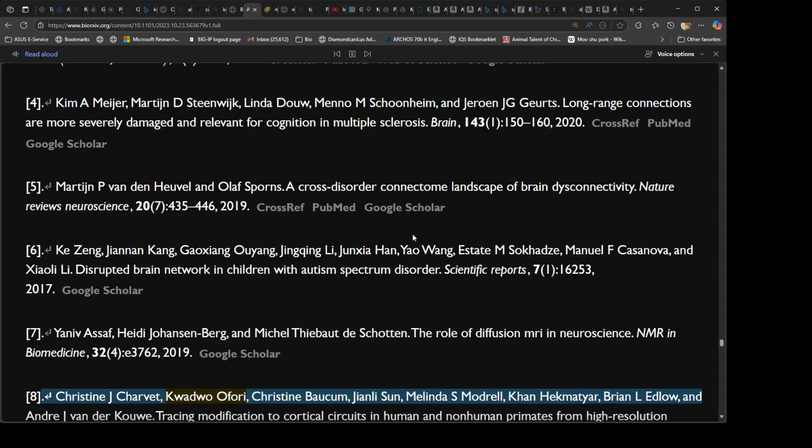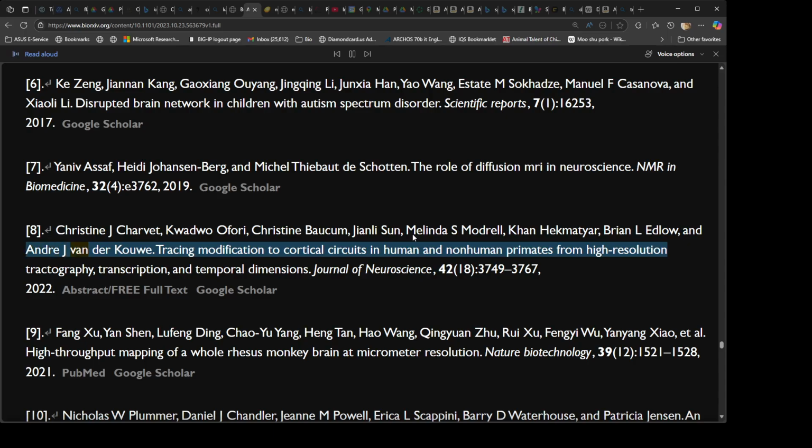8. Christine J. Charvet, Kwadwo Ofori, Christine Beckham, Jianli Sun, Melinda S. Madril, Konhak Matyar, Brian Ledlow, and Andre J. van der Kouwe. Tracing modification to cortical circuits in human and non-human primates from high-resolution tractography, transcription, and temporal dimensions. Journal of Neuroscience, 42, 3767, 2022. Abstract/free full text Google Scholar. 9. Fang Xu, Yan Shen, Lufeng Ding, Chao Yuyang, Heng Tan, Hao Wang, Qingyuan Zhu, Rui Xu, Fengyi Wu, Yanyang Xiao, et al. High-throughput mapping of a whole rhesus monkey brain at micrometer resolution. Nature Biotechnology, 39, 1521-1528, 2021.